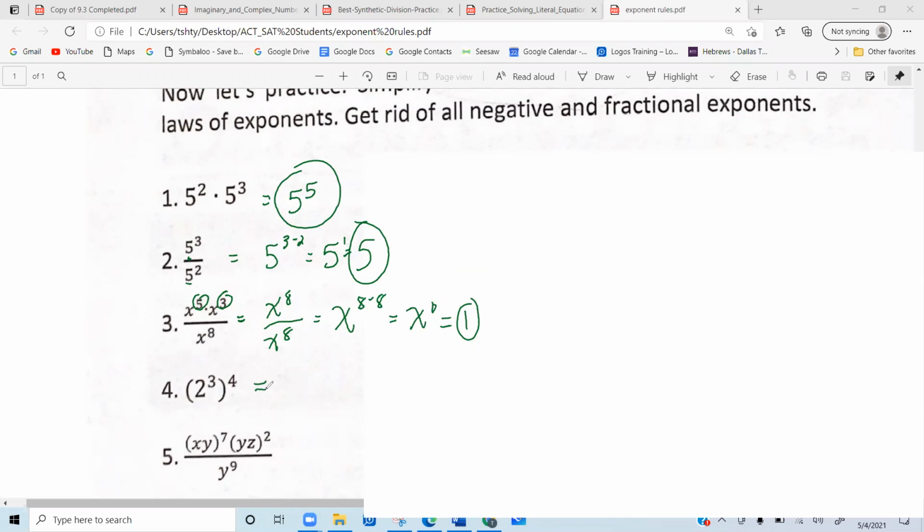Now, I call this a power to a power. These are two exponents side by side, and the only thing in between them is the parentheses. So you think parentheses means multiply. So we're going to multiply that. That's going to be repeat the base. 3 times 4 is 12. So that would be 2 to the 12th power.